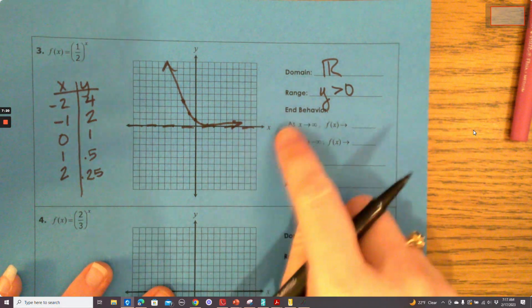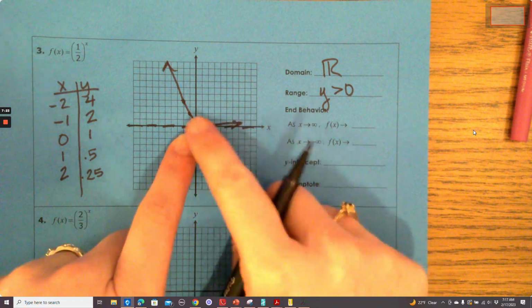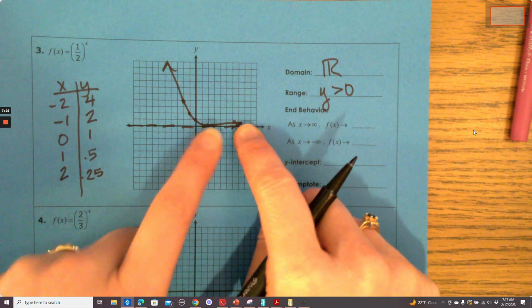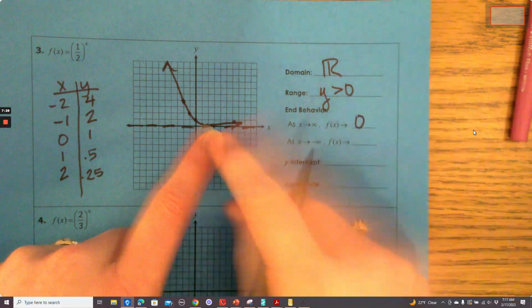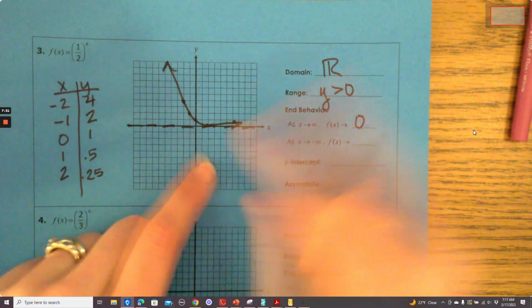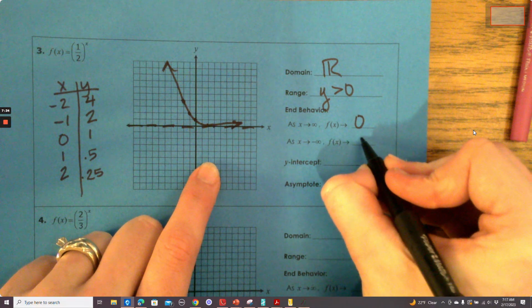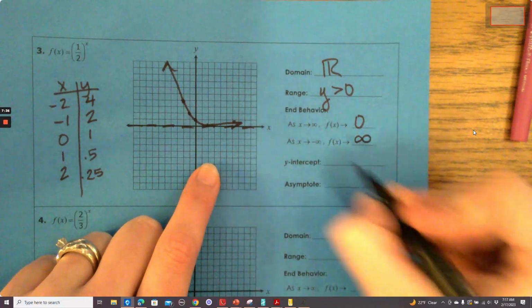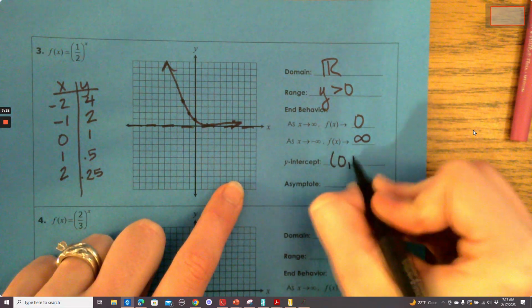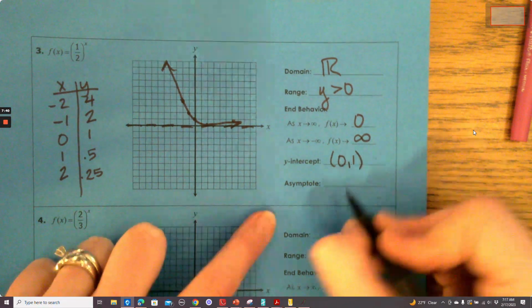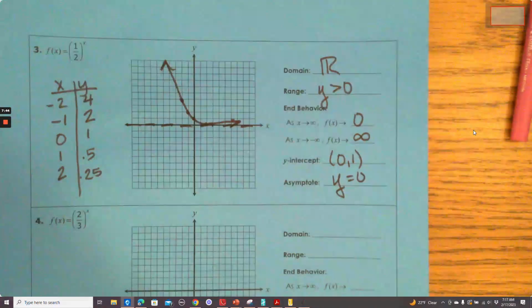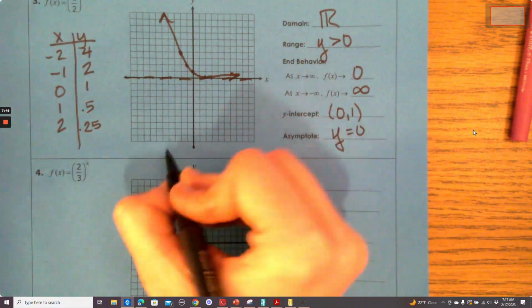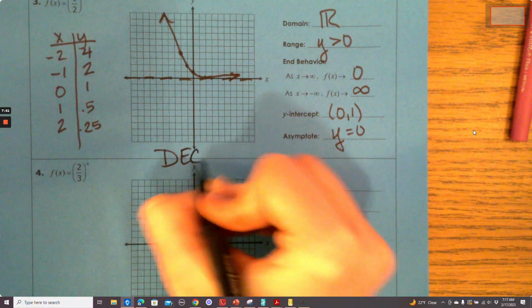The end behavior here does switch. So as x approaches infinity, so we're going this way, y, or f of x, is going to approach 0. And as x approaches negative infinity, f of x is going to approach infinity. The y-intercept is 0, 1, same point, and the asymptote is still y equals 0. Okay, so that one is a decay. So both of these here are decay.